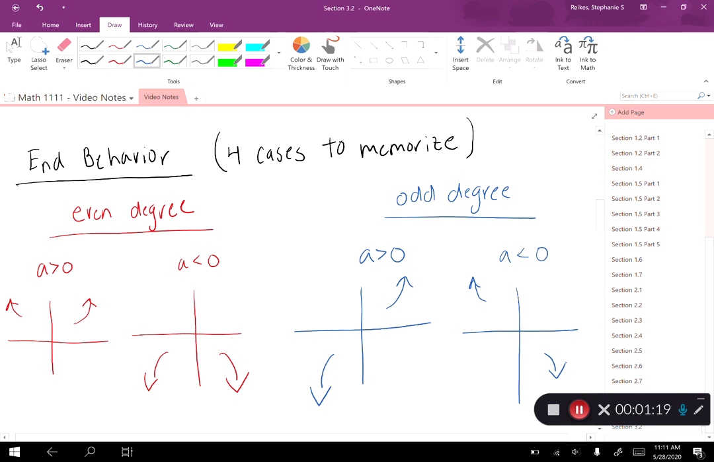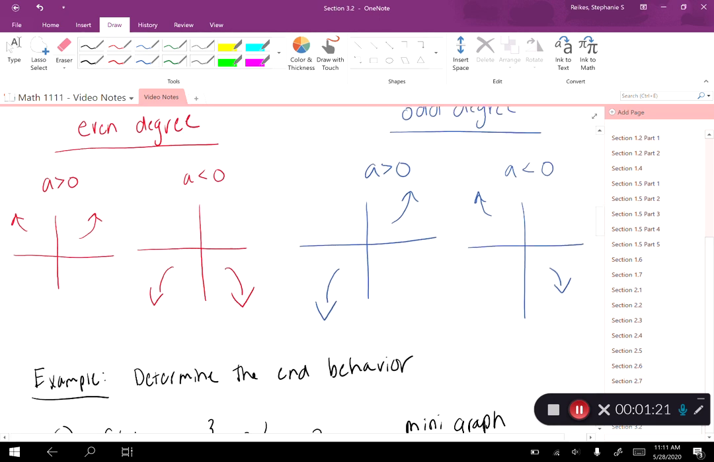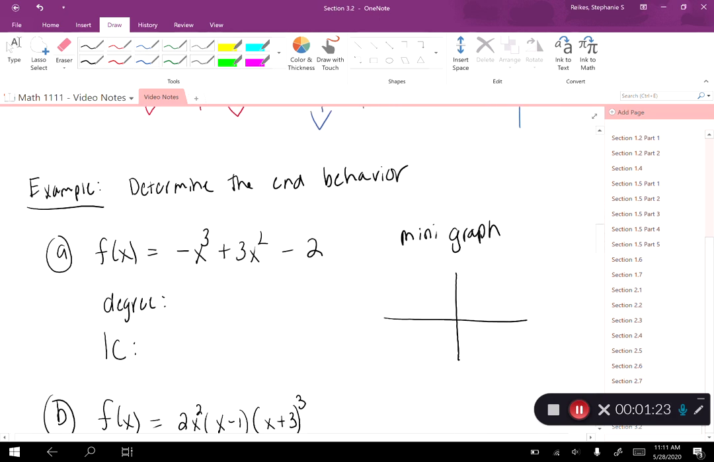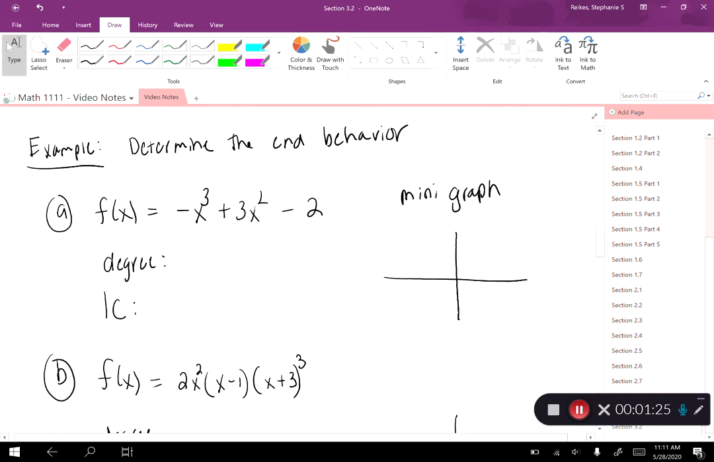Let's take a look at a couple examples. In the following examples, let's determine the end behavior. Part A. I'm given the function f of x equals negative x cubed plus 3x squared minus 2. The degree of the polynomial, again, is the highest exponent, and in this case, it is 3.